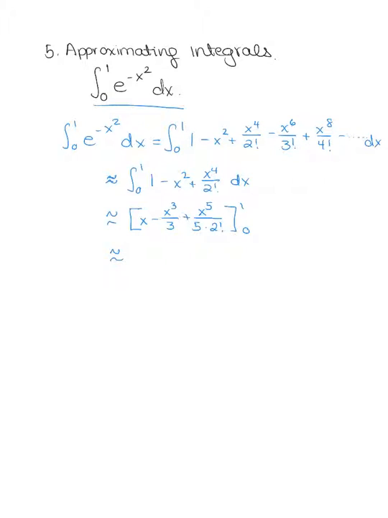Okay, and so we end up getting 1 minus 1/3 plus 1 over 5 times 2. So that's 1 minus 1/3 plus 1/10. And that evaluates to approximately 0.76 repeated. And actually, this is the way that a computer algebra system would approximate a definite integral of something when it cannot find an elementary antiderivative.